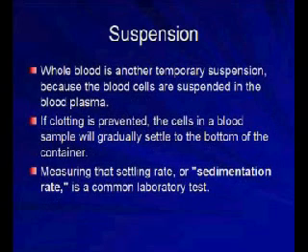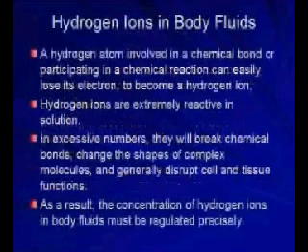Whole blood is another temporary suspension, because the blood cells are suspended in blood plasma. This is why in laboratory testing whole blood can be easily separated from the blood plasma by spinning it. Gravity and centrifugal force will allow the blood cells to settle at the bottom of the suspension, leaving the clear plasma solution. If clotting is prevented, the cells in a blood sample will gradually settle to the bottom of the container, as I described. Measuring that settling rate, sometimes referred to as the sedimentation rate, is a common laboratory study.